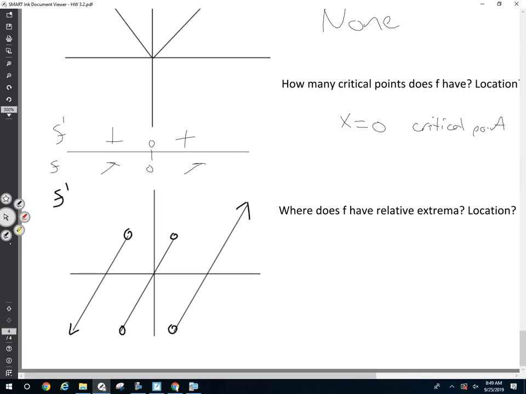Last one. A bunch of undefined points. I didn't even label them. Let's put some values here. At -2, we go from negative values to positive values. At -1, we go from positive values to negative values very quickly. At 0, negatives to positives. At 1, positives to negatives. At 2, negatives to positives.